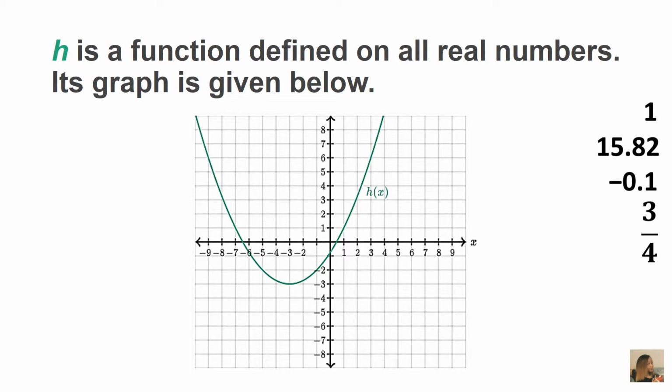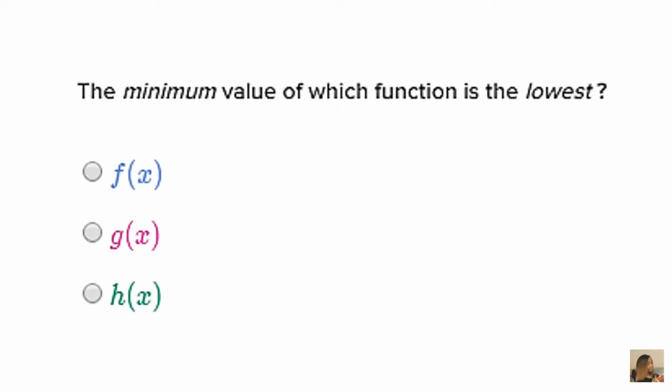They are called real numbers because they are real and not imaginary. Imaginary numbers are of the type i, which is defined as the square root of -1. This is not a real number, okay? The minimum value of which function is the lowest? Is it the minimum value of f of x, or the minimum value of g of x, or is it the minimum value of h of x?